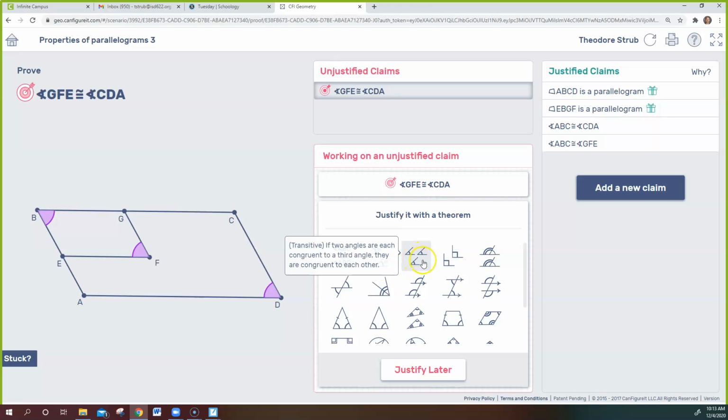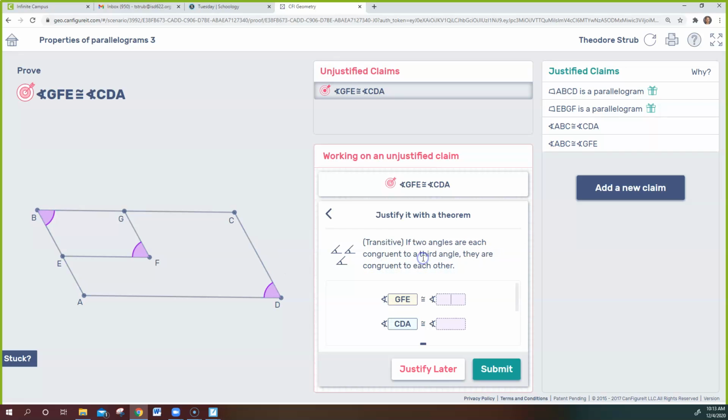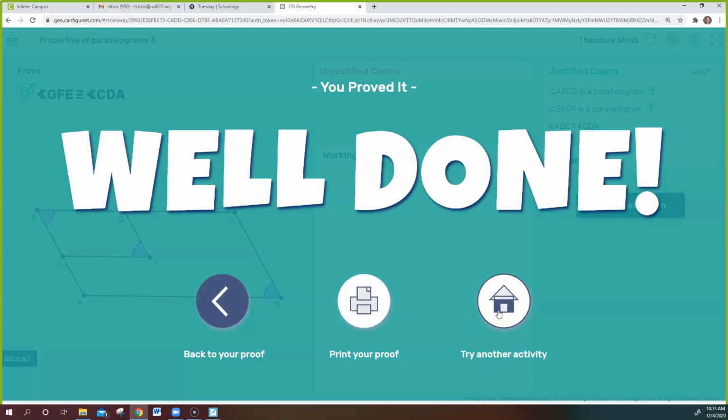And here's my hint. See the three angles? If we read this, it says the transitive is if two angles are each congruent to a third angle, then they are congruent to each other. So that's the option I'm going to pick. And it says, okay, well, angle F was congruent to what? Angle F was congruent to angle B, and angle D, CDA, was also congruent to angle B. So I'm going to put in the same angle here, and that proves that if F is congruent to B and D is congruent to B, then F and D are congruent. So I'll submit, and we're done. That's an example of using transitive property.